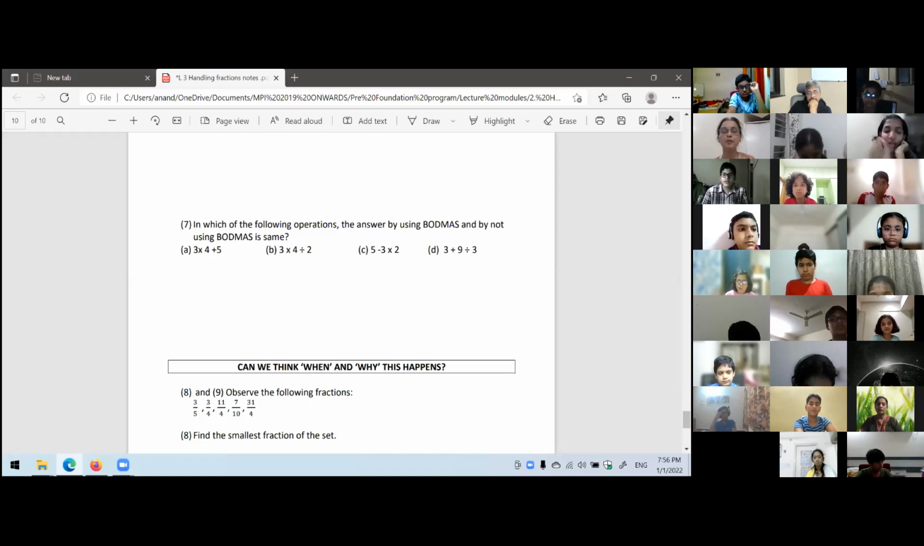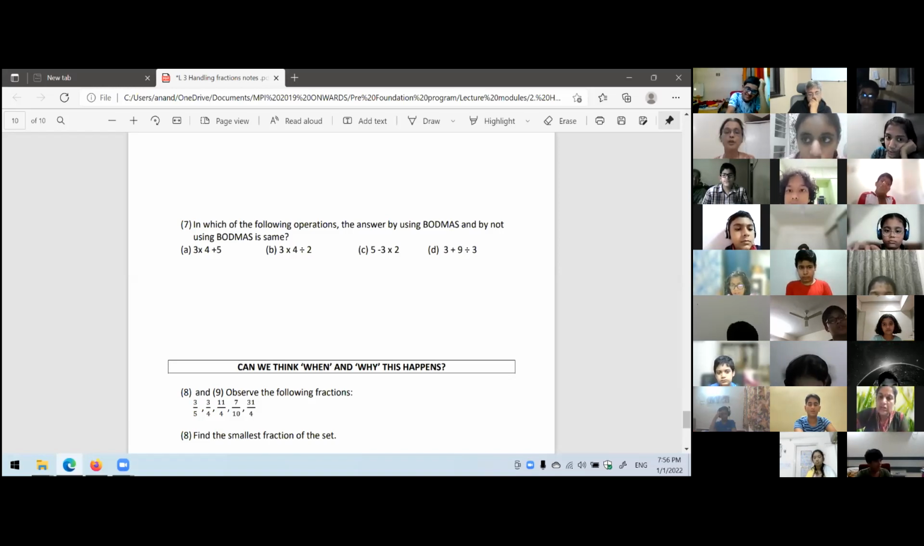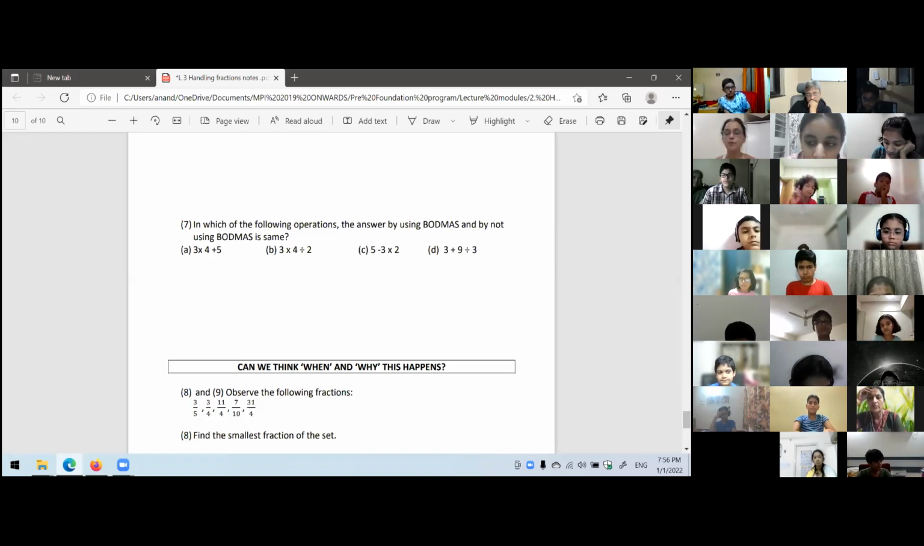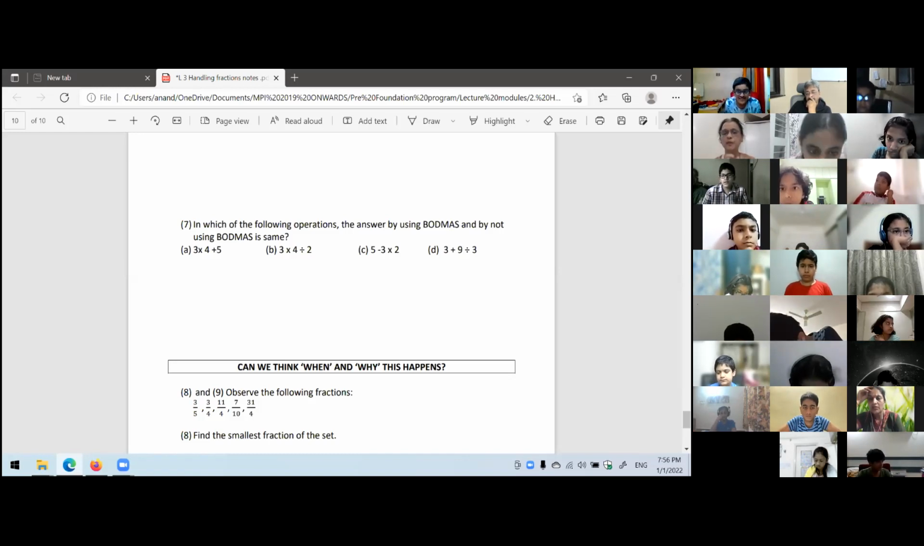I want to leave this for homework. You can do it. And then after observing these operations, can you come to some conclusion when the answer with and without BODMAS comes same and when it does not come same? Try many such expressions with 3 numbers and various operations: plus, minus, into, divide, in different combinations, and this will be your such question.